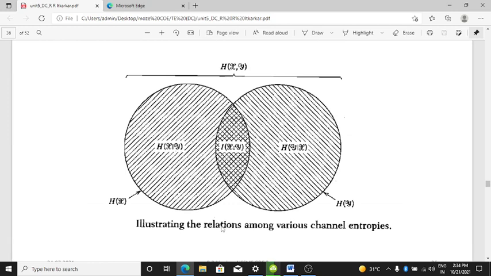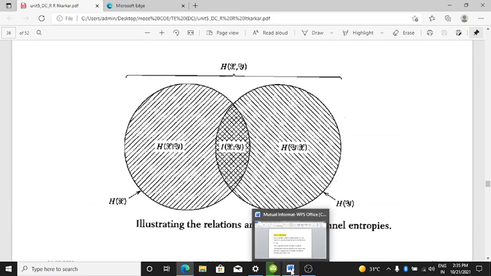This diagram illustrates the relations among various channel entropies. Clear? One circle is H of x, the other is H of y. Then the mutual information is the combined part of both H of x and H of y. It is denoted by I of x,y. Some information from the x side, some information from the y side. Clear? We are going to study all the details about mutual information now.